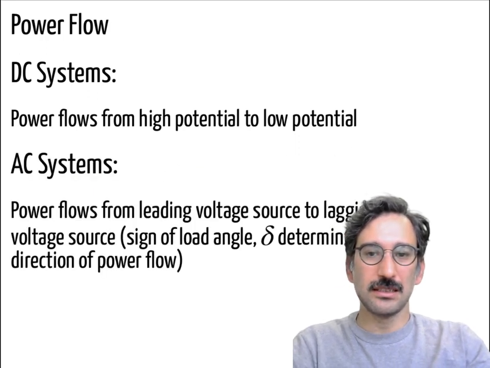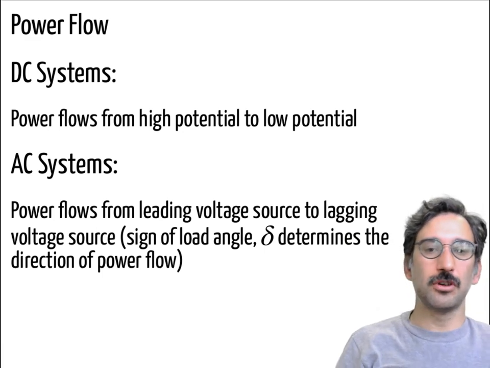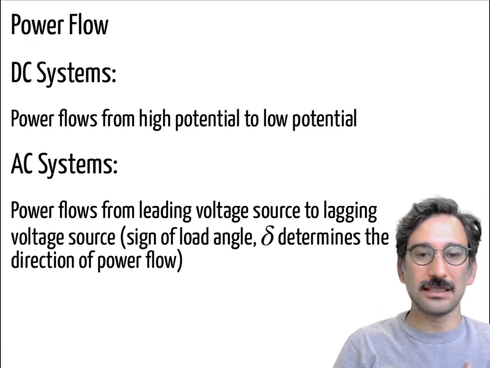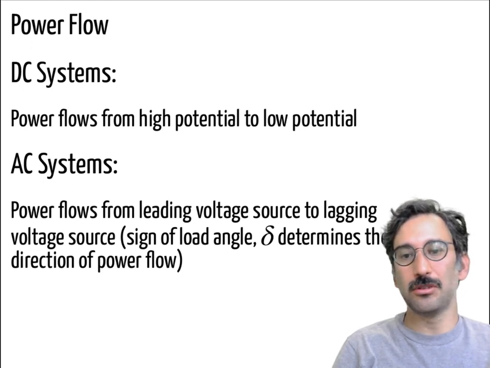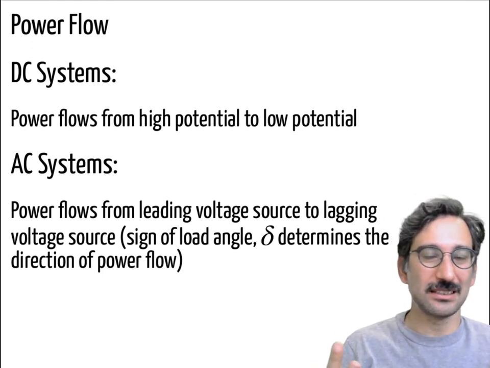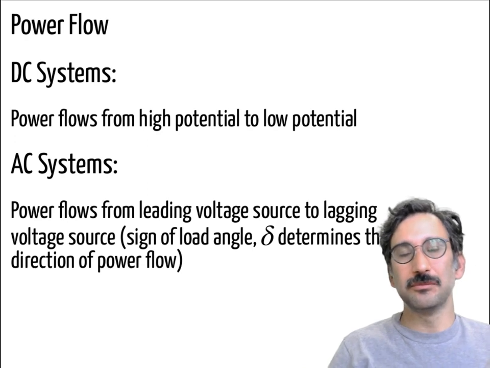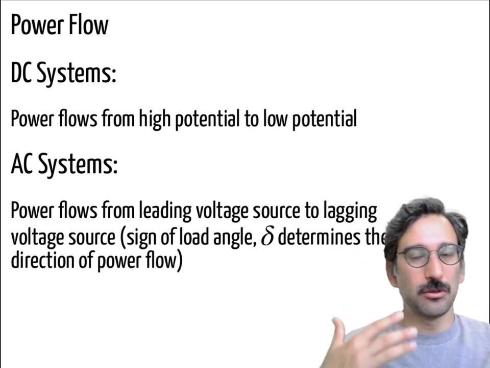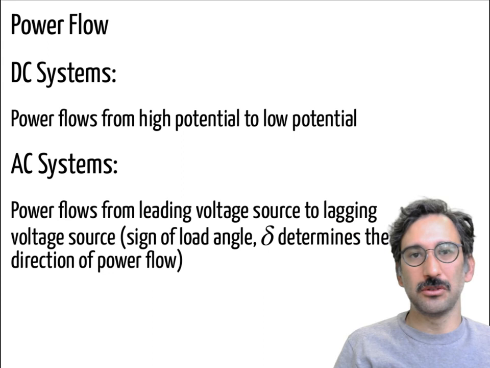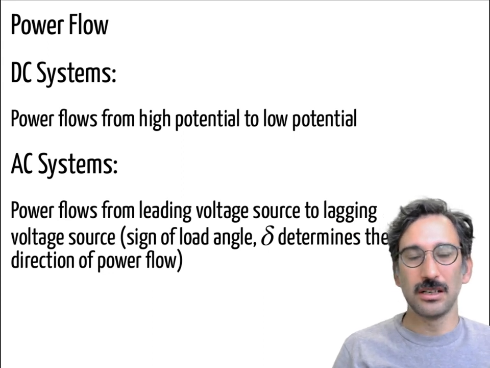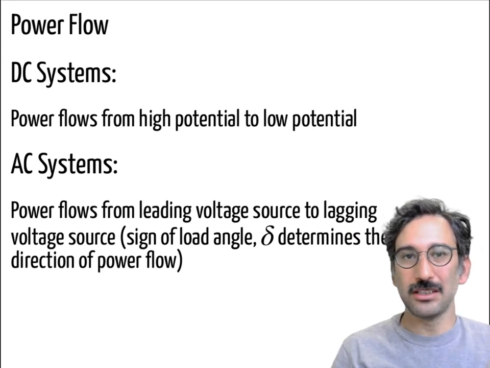In AC systems, power flows from the leading voltage source to the lagging voltage source. The sign of the load angle determines the direction of the power flow, and it doesn't really have to do with electromechanical energy conversion or that kind of thing. That is the same in wireless power, or the same in wave energy devices.